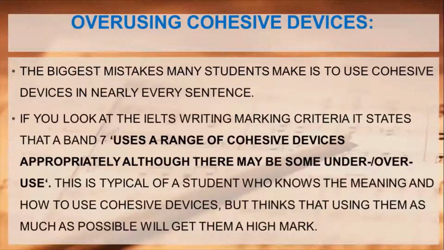If you look at the IELTS writing marking criteria, it says that a candidate with band 7 uses a range of cohesive devices appropriately, although there may be some under or overuse. Even though you use a little bit more or a little bit less, no problem. But if you need band 7, you need to use a range of cohesive devices. It doesn't matter, you don't need to use too much. You need to use them appropriately.